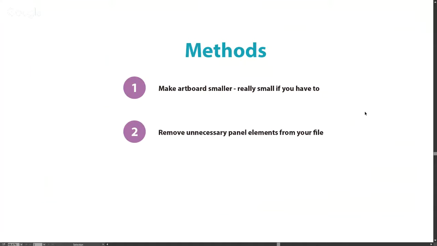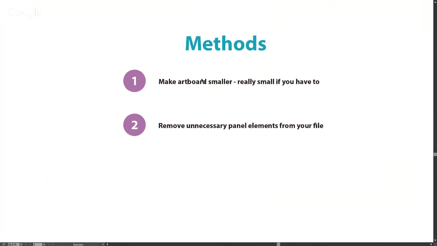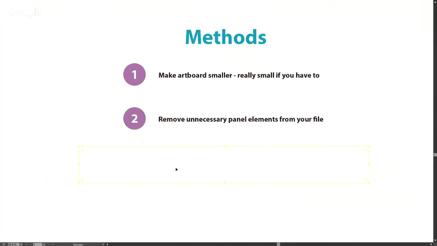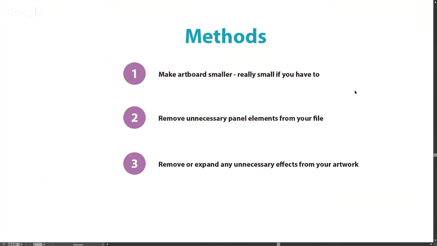The second method that works well for me is to remove all unnecessary panel elements from your vector file. I will show you how to do that in a minute. All the methods are basically going down in the order of importance, starting with one, the most important one, and then 2, 3, 4, 5. I will explain and show you how to do all of them.